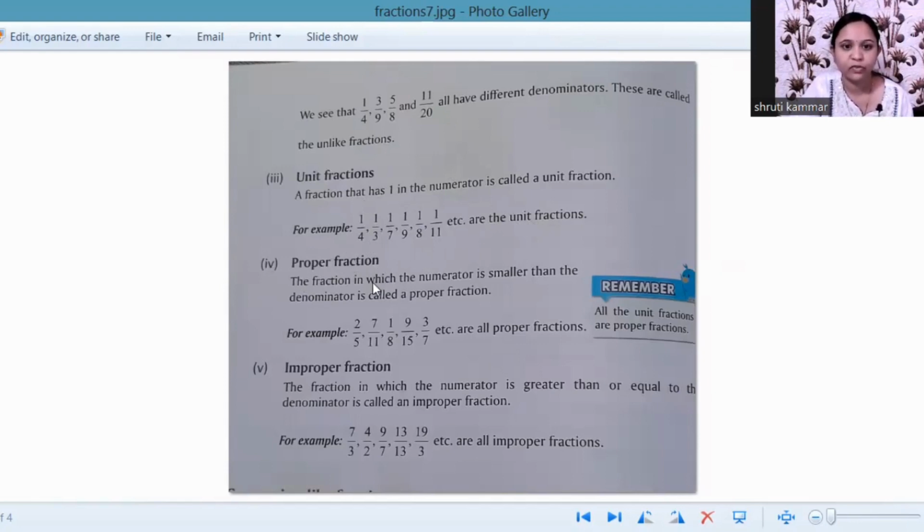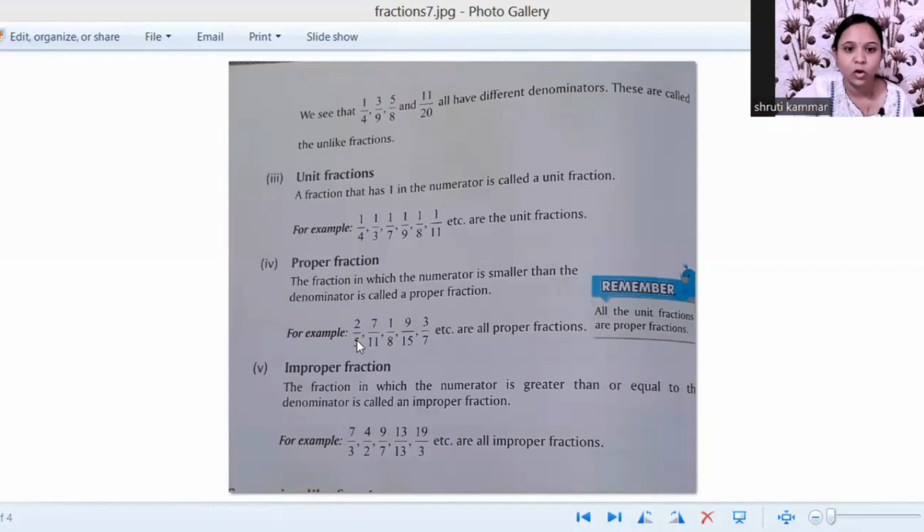Next one, proper fraction. The fraction in which the numerator is smaller than the denominator is called a proper fraction. These are examples. The numerator is smaller than the denominator here. Numerator is smaller than the denominator. Okay. How do we understand the proper fraction?